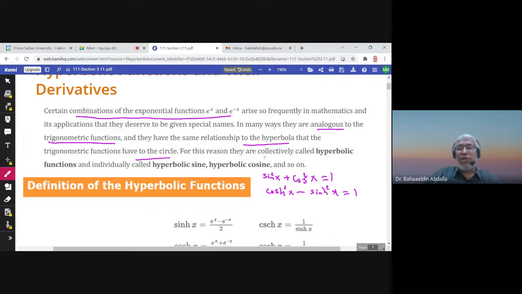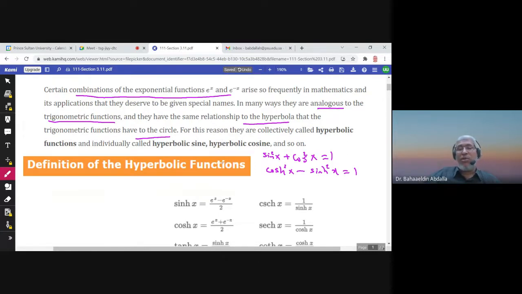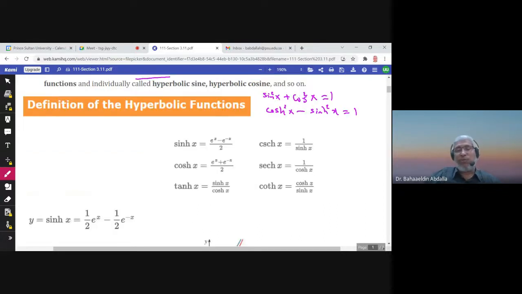Hyperbolic functions are related to the hyperbola x squared minus y squared equals 1, similar to the trigonometric functions that are related to the circle. So for that reason, we call them hyperbolic sine, hyperbolic cosine, because of the symmetry between these two types of functions.